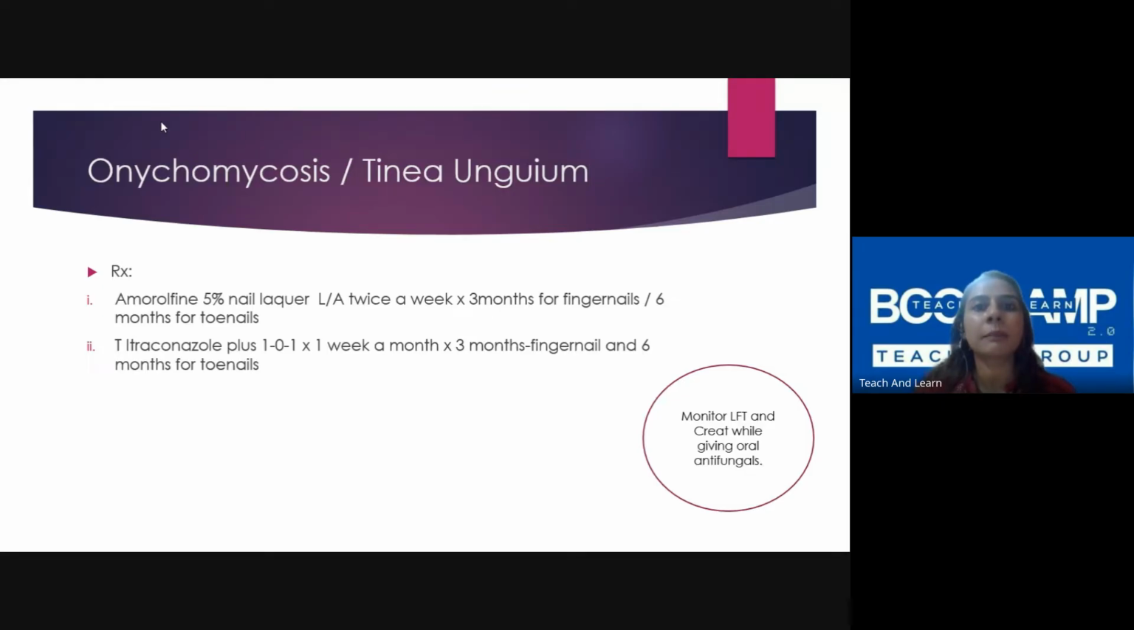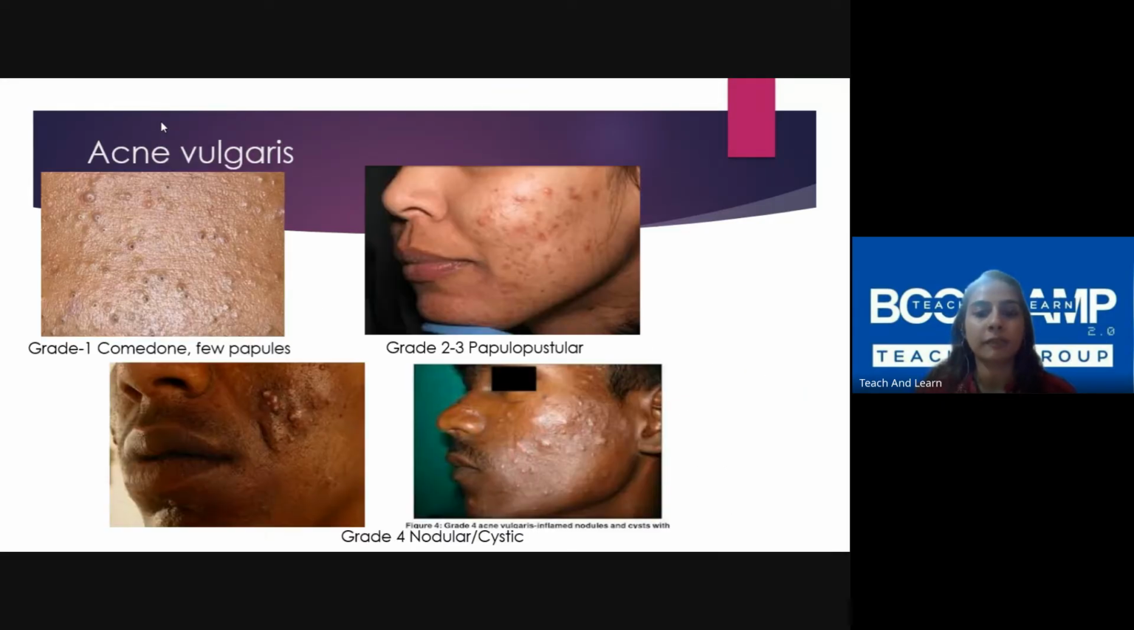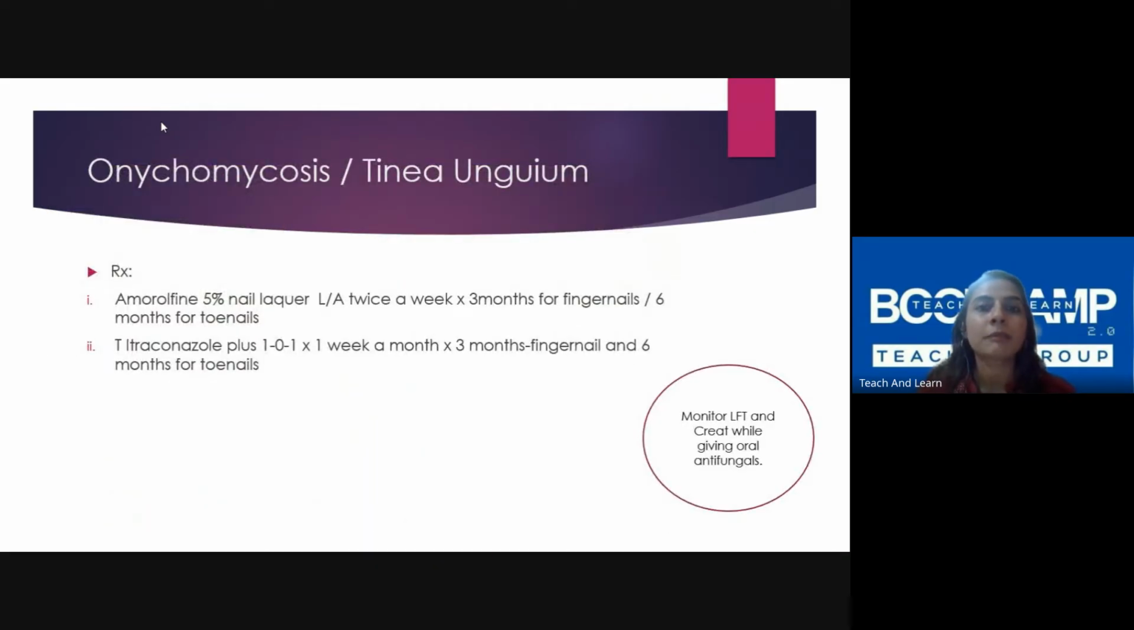So you can ask them to come back and review after a month. Review after a month. You can see how it is. If everything is fine, the patient is comfortable with the treatment, you can ask them to come back after 2 months, like that. Then you will give a tablet.